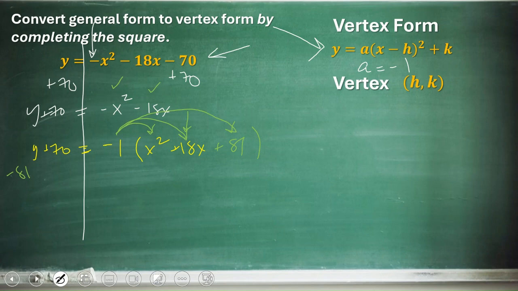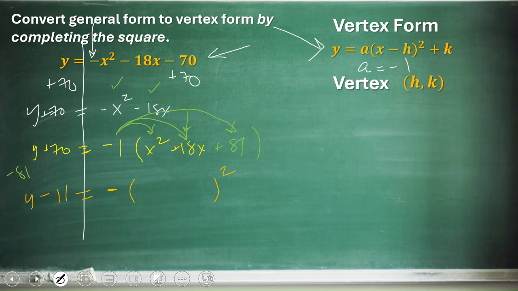All right, so I'm going to go ahead and clean this up and simplify a little bit. I'm going to combine my like terms on the left side. So that gives me y minus 11 here, right? -81 plus 70 is -11. And now I'm going to replace this -1 with the negative sign. And now I'm going to write this as a binomial squared.